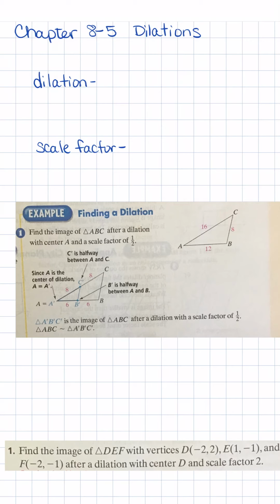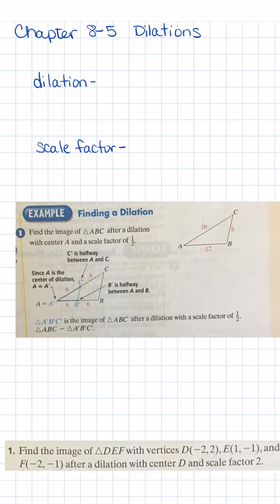Hi class, today we're looking at Chapter 8, Lesson 5, Dilations. Photos can be enlarged or reduced using scale factors. A dilation is a transformation in which a figure and its image are similar. The ratio of a length in the image to the corresponding length in the original figure is the scale factor.